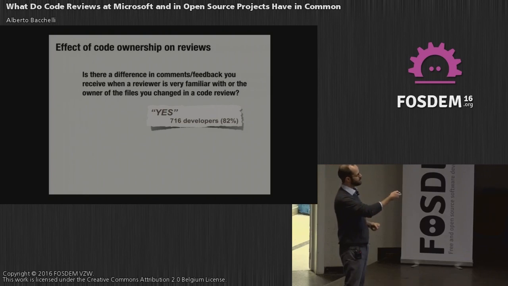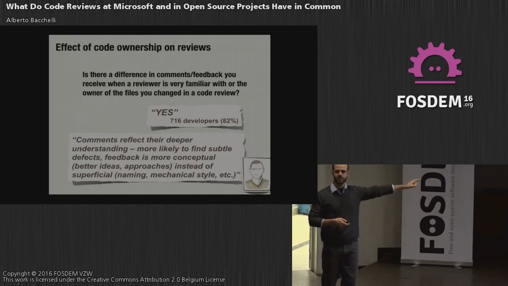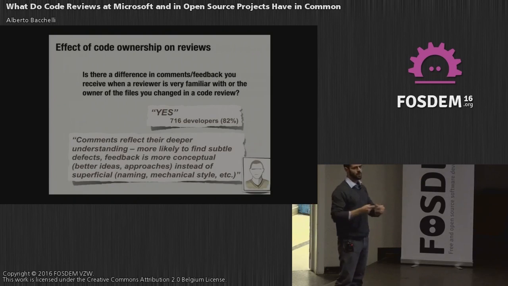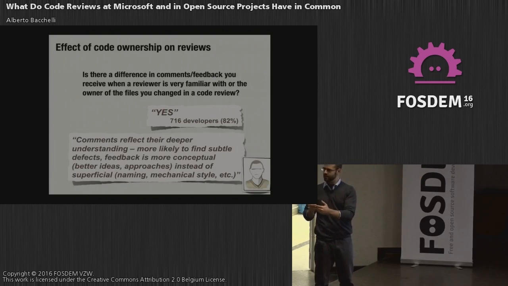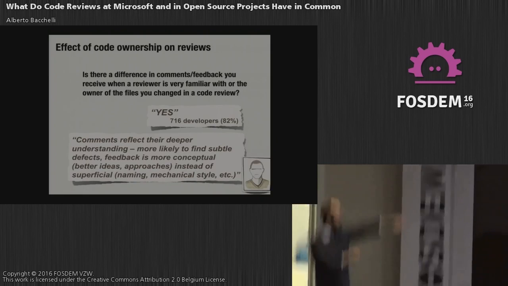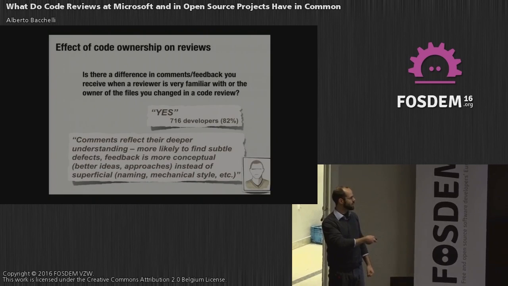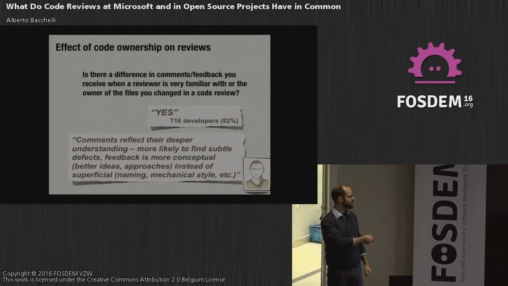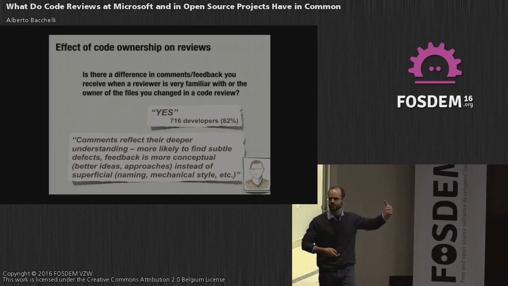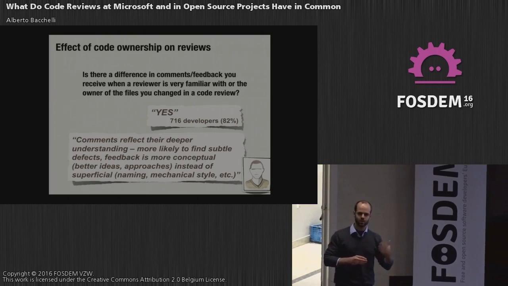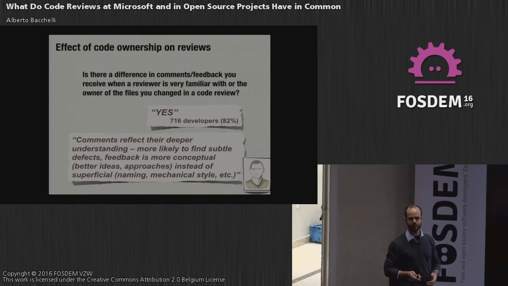Is there a difference in the comments and feedback you receive? And this is the kind of difference. People that understand the code they have to review, their comments reflect their deeper understanding, they are more likely to find subtle defects, and feedback is more conceptual, with better ideas and approaches, instead of superficial comments. So, the main challenge, according to Microsoft developers, is understanding. But social challenges are also very, very important. And all these things are not supported by current tools.